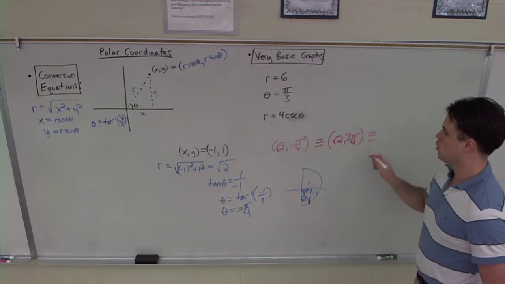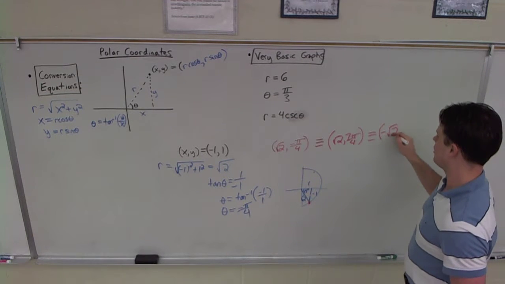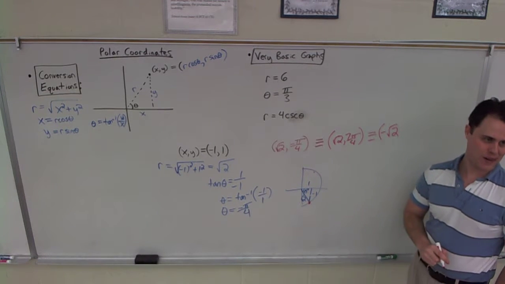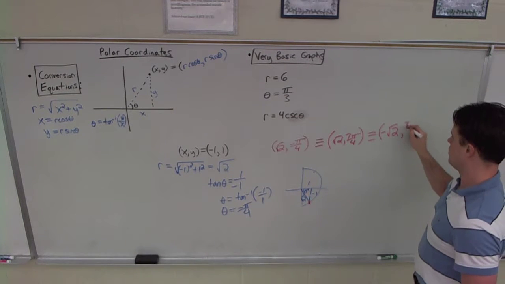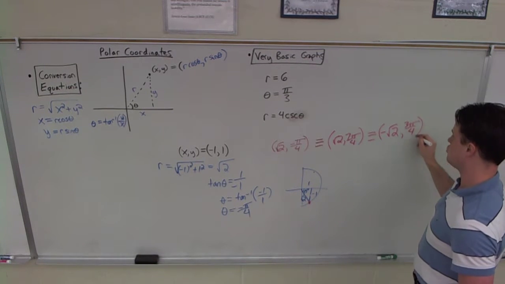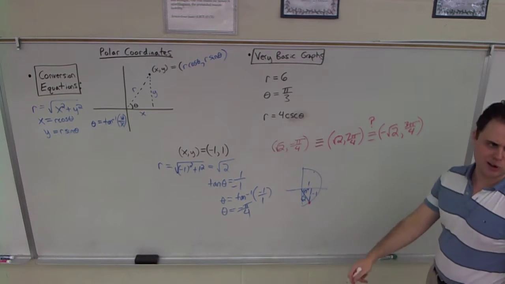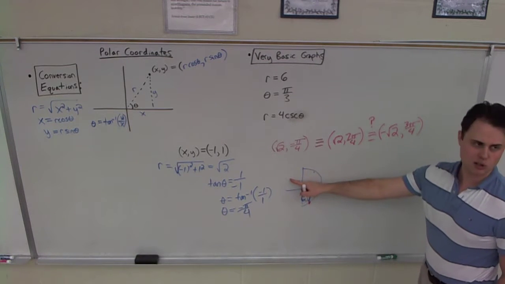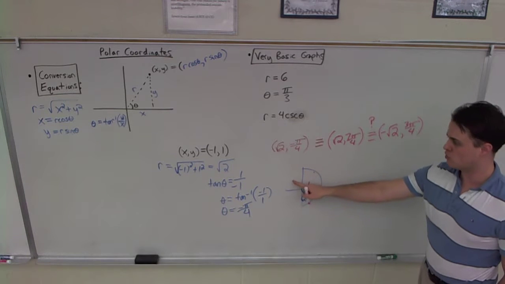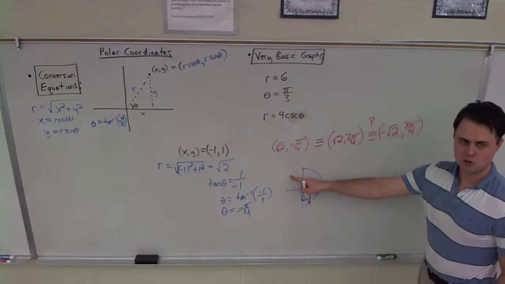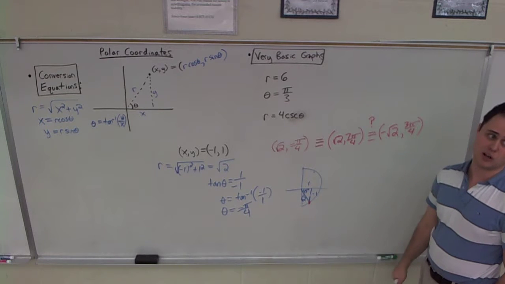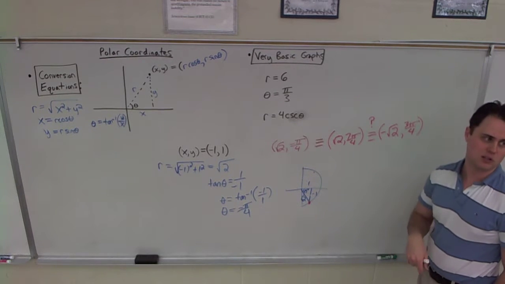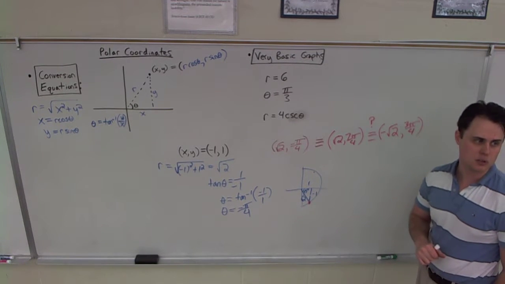Give me another one like that. 3 pi over 4. Katie says 3 pi over 4, so is this true or not? If you go to 3 pi over 4, you go here. Positive square root of 2 would be there. Negative square root of 2 flips you over the pole. She is correct. And there's, of course, an infinite number of other representations.